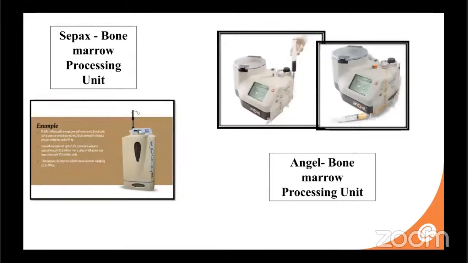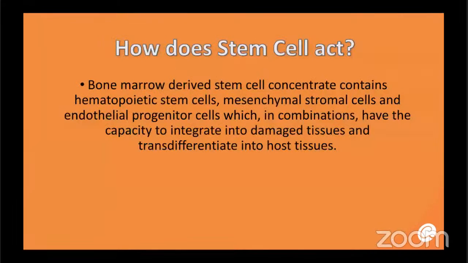There is also a machine called SAPEX, which is a bone marrow processing unit, which claims that they harvest up to 52% more cells, which is approximately 312 million more cells, giving you approximately 912 million cells if you get an aspirate of close to 60 to 80 ml.